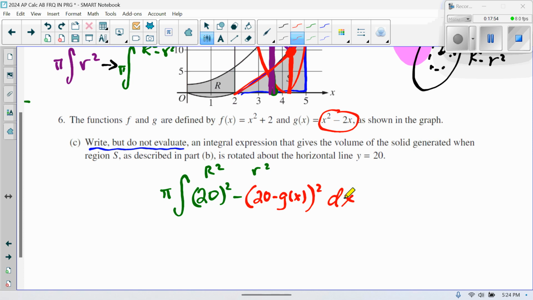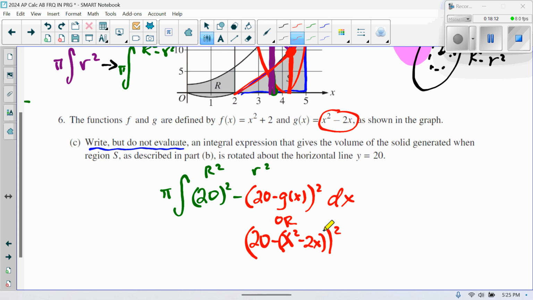Don't forget your dummy variable. Or I could say 20 minus, this is x squared minus 2x, but you're subtracting the whole thing, so you'd have to do parentheses there. You would have to write it like this. Either one is good for the smaller radius.